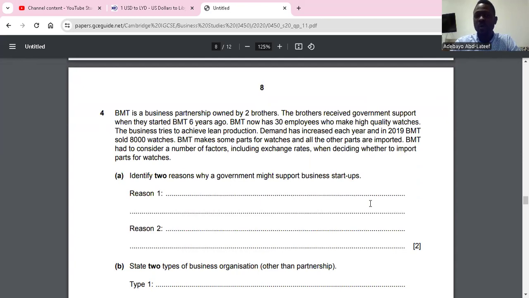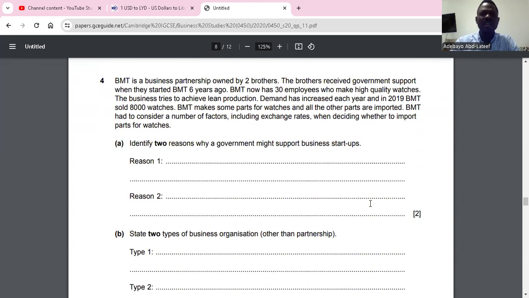BMT is a business partnership, and the case study is there for people to read. It says, identify 2 reasons why a government might support business startups. We talk about business startups, new businesses, right? So I wrote, a government might support business startups based on the following reasons. 1, reduces unemployment, which is one of the government's macroeconomic objectives. Government wants to ensure that employment is increasing or unemployment is reducing. So to do that, government would be willing to support startups. 2, increase competition, which allows more customer choices. Clear? Okay. Is it clear?